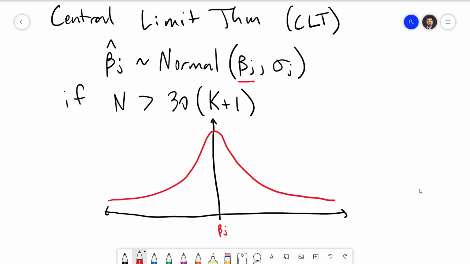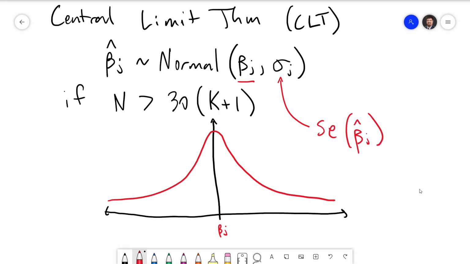If we want to use this distribution, though, we have a big problem. We're trying to use beta and sigma, which are population parameters, to talk about the distribution of our estimate. Unfortunately, we do not know what beta and sigma are. If we knew what beta was, we wouldn't need to estimate it with beta hat to begin with. So we're going to have to replace these with something else. In particular, we are going to replace sigma, the standard deviation of this distribution, with a statistic from the sample called the standard error, or SE, of beta j hat.